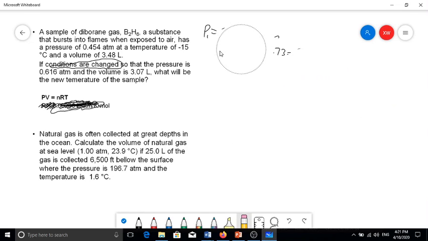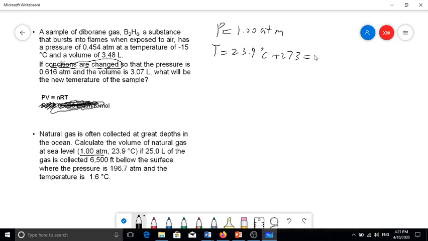Now let's see the second problem. It's basically the same concept. Natural gas is often collected at a great depth of the ocean. Calculate the volume of natural gas at sea level. At sea level means you're given 1 atm as the pressure. Temperature is 23.9 Celsius. You can almost immediately convert this into Kelvin by adding 273. That's a constant. This is the sea level condition.